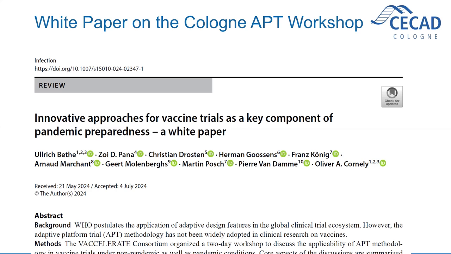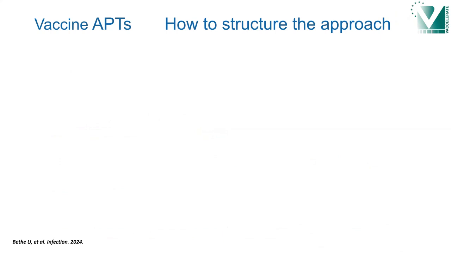And all this was funneled into this paper here, Innovative Approaches. So basically, adaptive platform trial methodology for vaccine trials as a key component of pandemic preparedness. And here are some findings from this workshop. It sounds pretty basic, but it's not. It's not that easy to reach conclusions on what I present here. So that's why we needed a workshop.